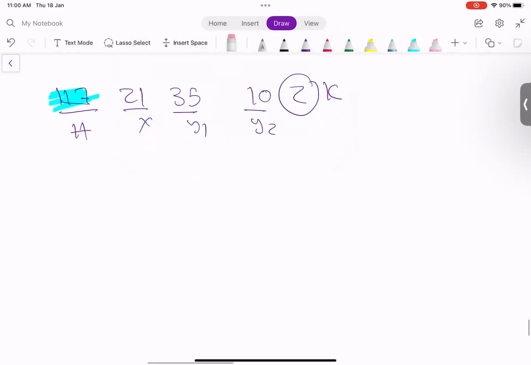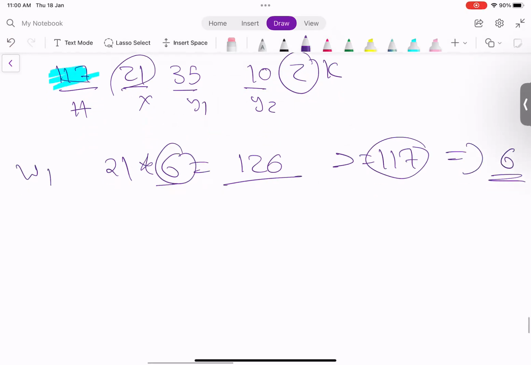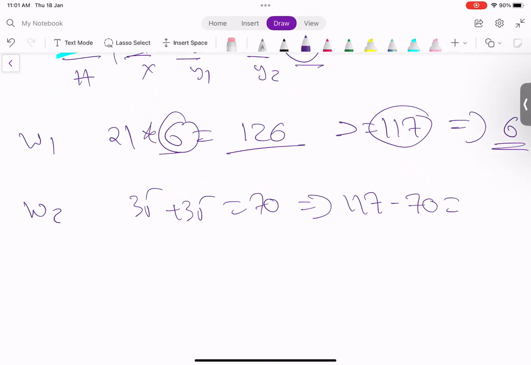Let's see what the damage will be if we use only the first weapon. 21 into 6 will be 126. That means we need to use at least 6 rounds of firing to kill the boss with 117 health using weapon 1. So the number of rounds we used was 6. But is 6 the minimum answer? If we use the second weapon, 35, we are allowed to use it 2 times. That means it will deal 35 plus 35, which is 70. If we use 70 on the boss, who has 117 health, 117 minus 70 gives us 47.